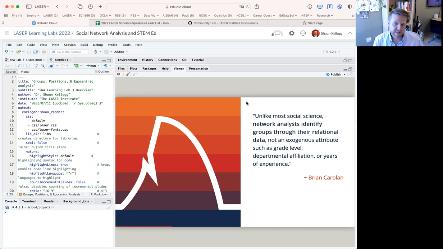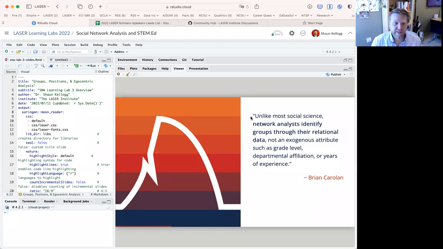But anyways, he said, unlike most social science, network analysts identify groups through their relational data, not through exogenous attributes such as grade level or departmental affiliation or years of experience. So it's not being part of a group simply because you're in the same classroom or belong to the same race or ethnicity. The way we define groups in network analysis is because you have shared relationships among other members who also have similar shared relationships. Think of a classroom as a big group or a network context, but groups within that network might be elementary kids who play together frequently on the playground, who are often in reading groups or small instructional groups together.